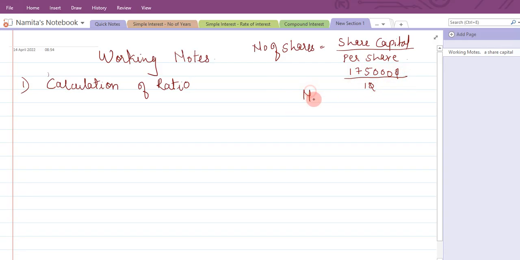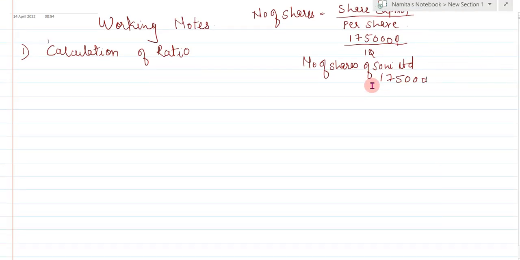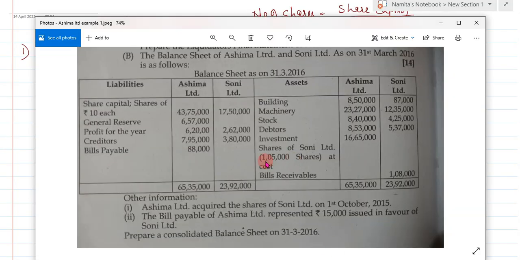So the number of shares of Sony Limited is 1,75,000. Okay, 1,75,000 is the Sony Limited shares. And out of 1,75,000, Anshima Limited has acquired 1,05,000 shares of Sony Limited.